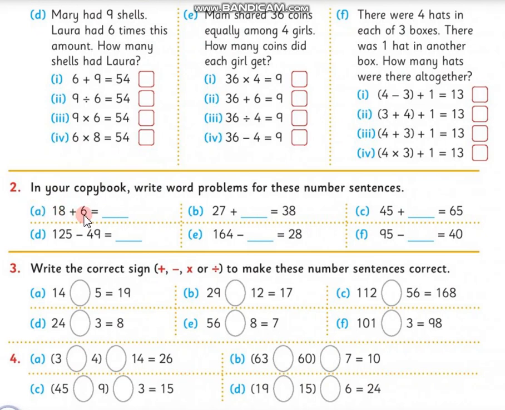Okay, 18 plus 6. What you do is you write a little story. So for this one, 18 plus 6, you could say John had 18 marbles. His friend Stephen gave him 6 more. How many marbles did John have altogether?